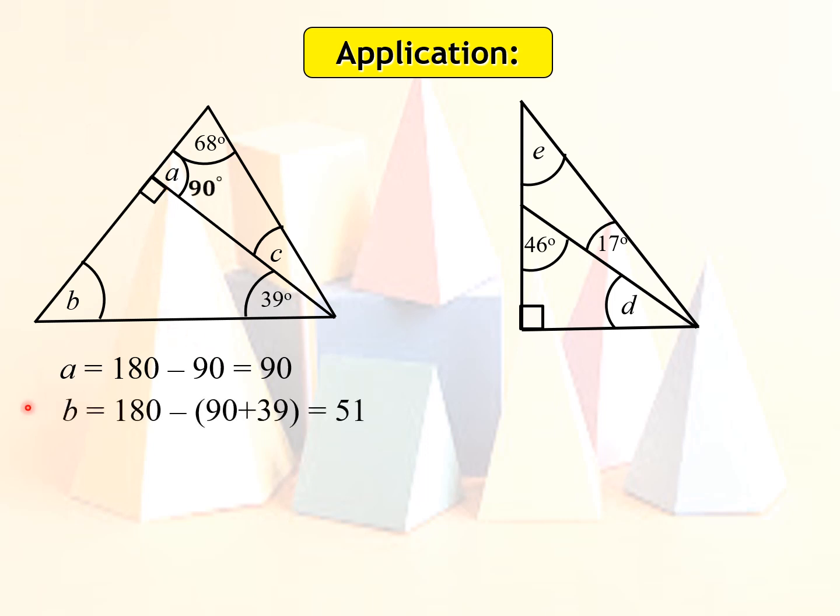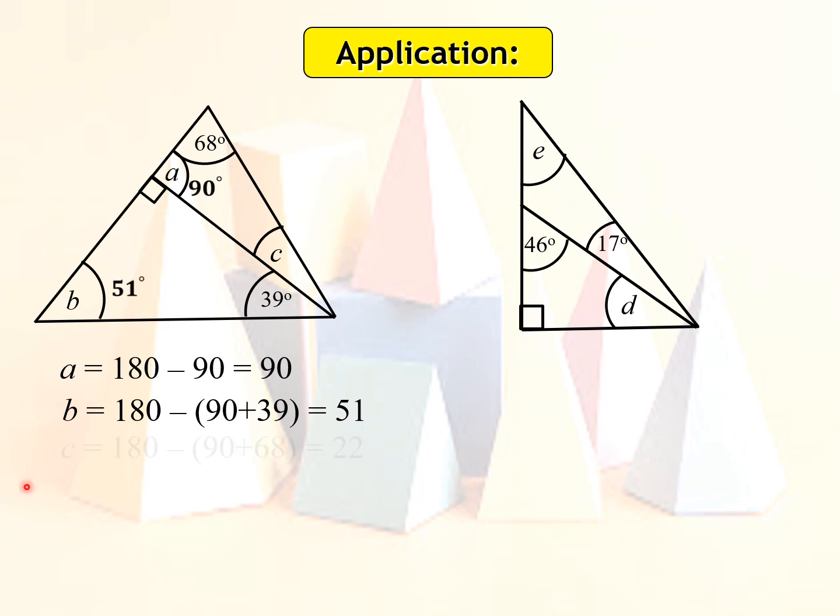While angle B is equal to 180 minus 90 plus 39. So this is 90 and 39. And we all know that the sum of interior angles of a triangle is equal to 180. So we subtract it from 180, which is equal to 51. So angle B is 51 degrees.